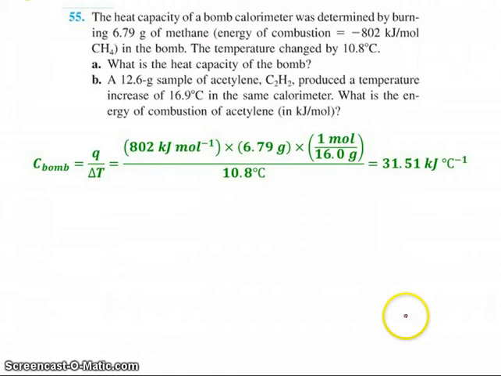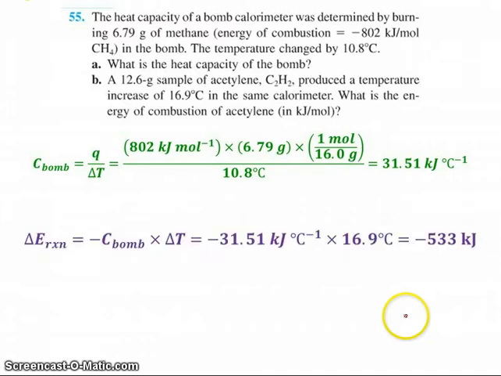My heat, though, is a little bit more complicated. I have to find it by taking my 802 kilojoules and multiplying it by the 6.79 grams, which then needs to be converted to moles. And so I've got kilojoules per mole times moles divided by the temperature change, which shows me that I get 31.51 kilojoules per degree Celsius. Notice the C is positive. The delta H was negative, but the C is positive. The calorimeter rose in temperature.